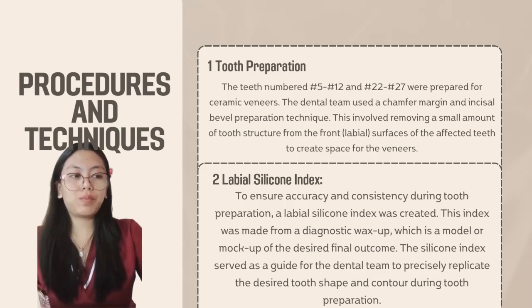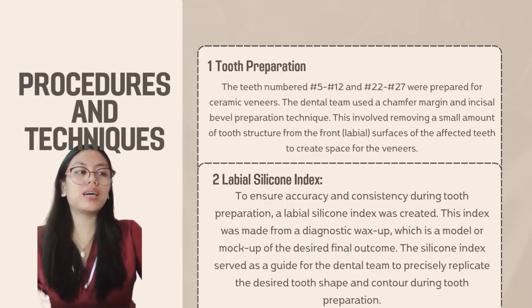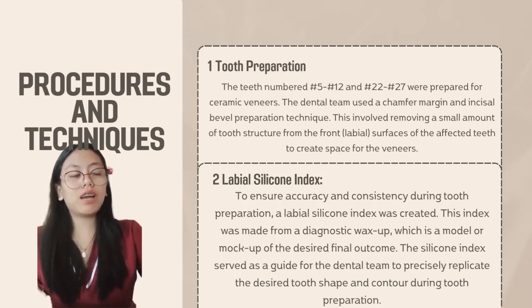The first is tooth preparation. The teeth numbered 5, 12, 22, and 27 were prepared for ceramic veneers. The dental team used a chamfer margin and incisal bevel preparation technique. This involved removing a small amount of tooth structure from the front, or the labial surfaces, of the affected teeth to create space for the veneers.